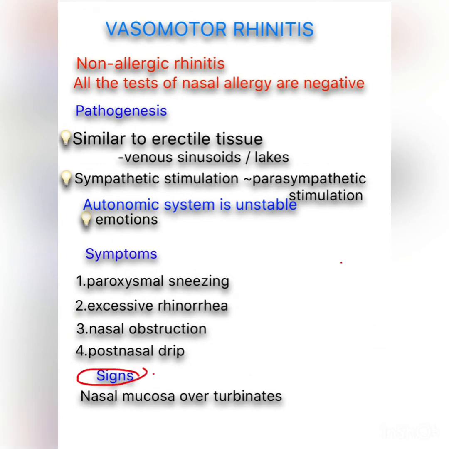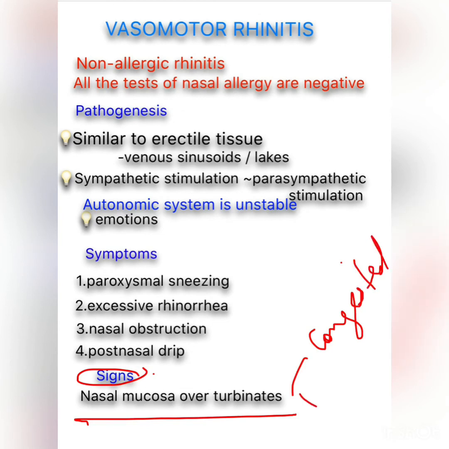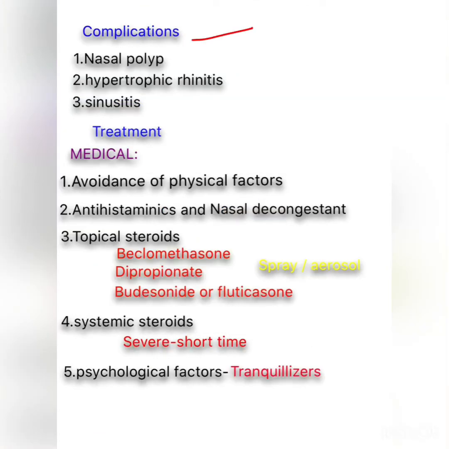Next we can talk about the signs of vasomotor rhinitis. The only sign is that the nasal mucosa shows changes. In some cases it can be normal, but generally we can see it congested and also hypertrophic. Next we can talk about the complications of vasomotor rhinitis. In long-standing cases, the first one is nasal polyp and the second one is hypertrophic rhinitis. What do you mean by hypertrophic rhinitis? It is characterized by thickening of mucosa, submucosa, ceruminous gland, periosteum and also bone. The third one is sinusitis. There are three main complications.